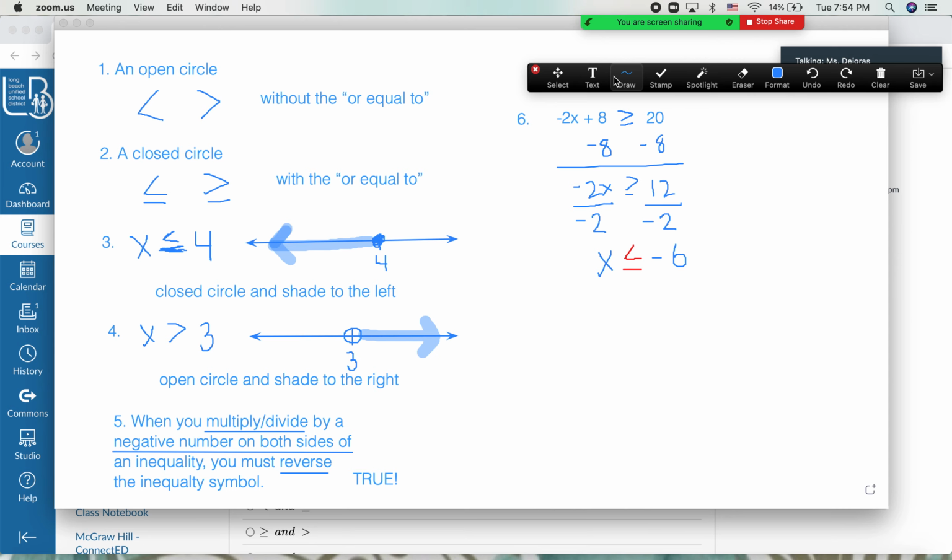Alright. We have one more problem on our warm-up that will give us a little bit more practice. So number 7 tells us we have 4x plus 5 is less than or equal to 2x minus 25.